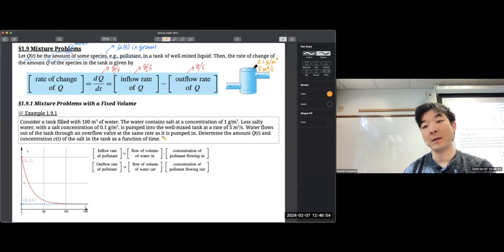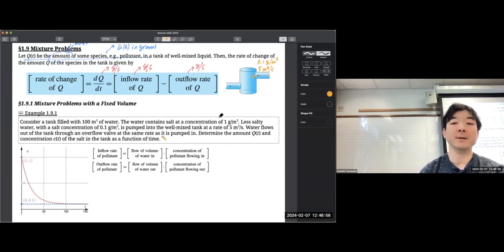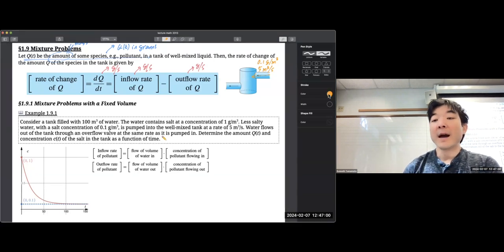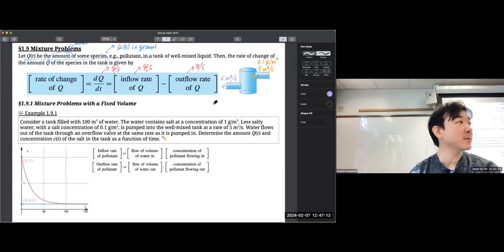So that's our pumping in. This is what's going into the tank. Now what's going out of the tank again is going to be pumped out at the same rate that water is pumped in. So the 5 cubic meters per second is going to be kept the same. So you're not having any net change in volume in this tank.